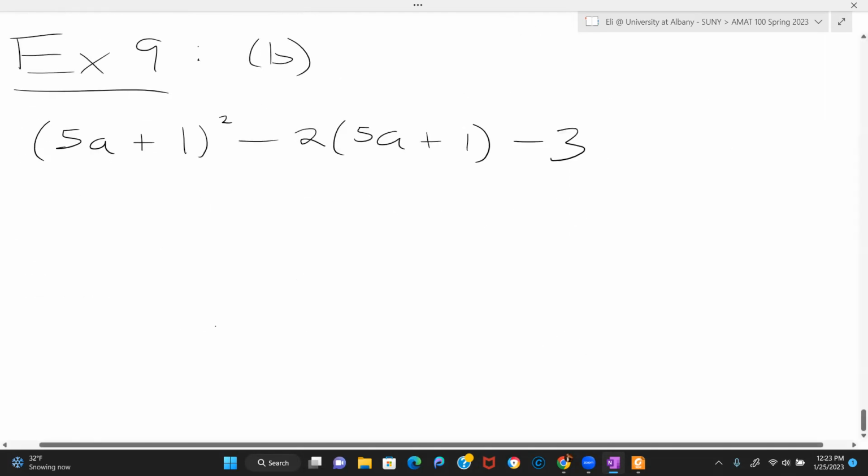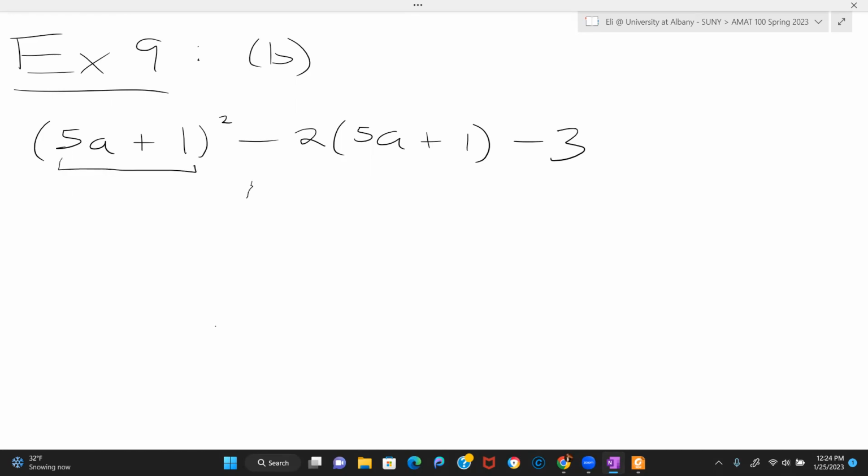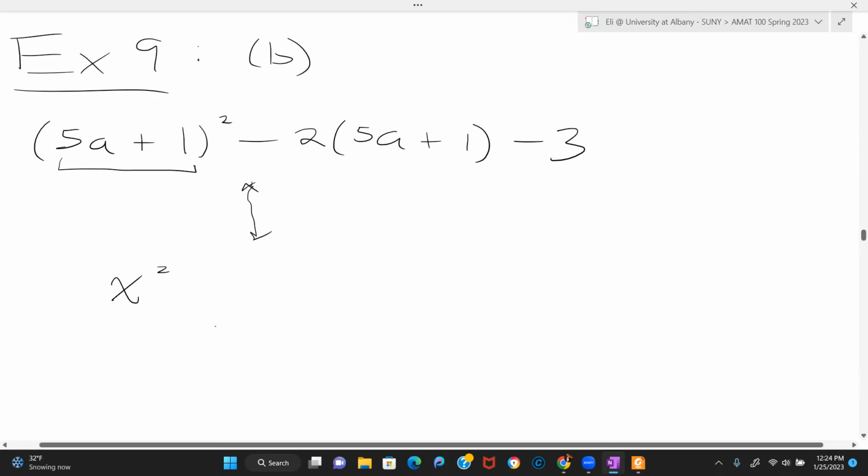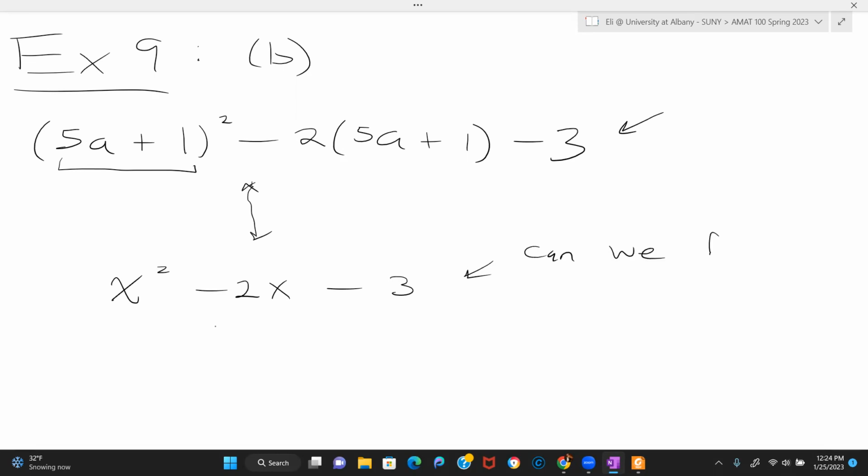So the trick here is to recognize that we don't have x squared minus 2x minus 3. We have this 5a plus b. But the trick here is to just replace this by x for a moment and simplify the problem a bit. So this polynomial right here is of the following form, right? So let's just ask ourselves, can we factor this first? And if we can, then perhaps we can factor this one right here.